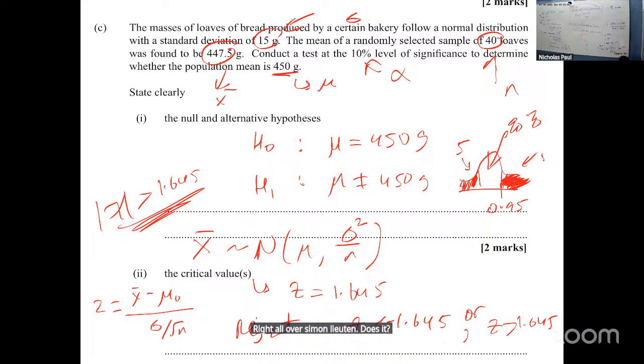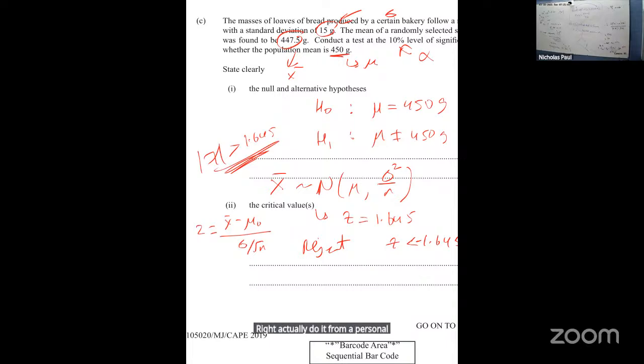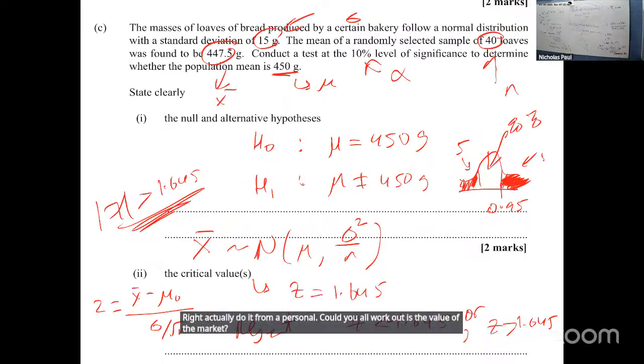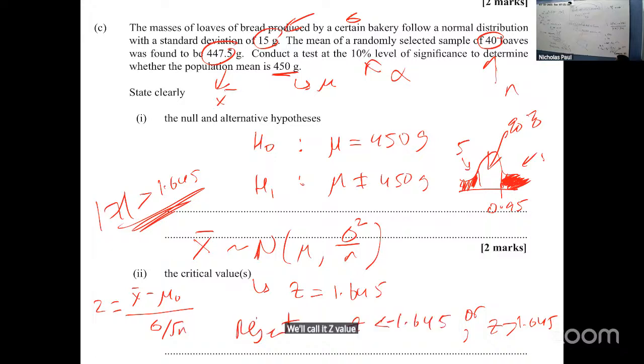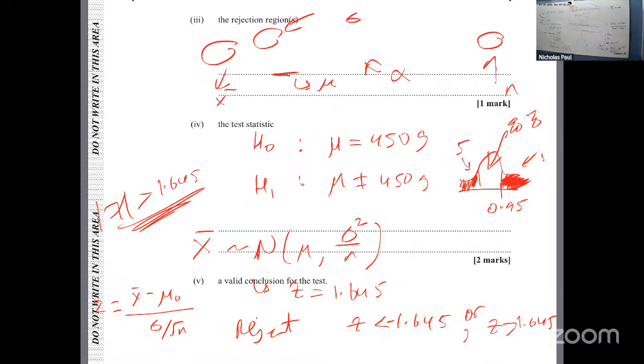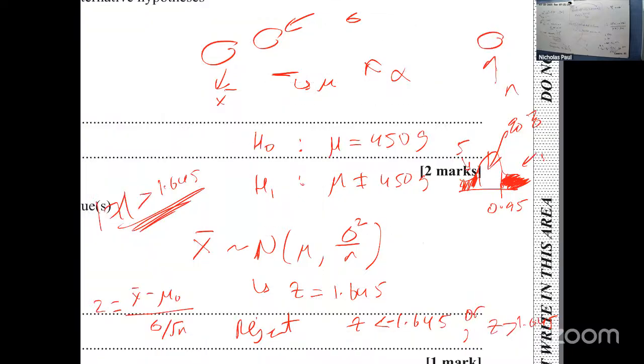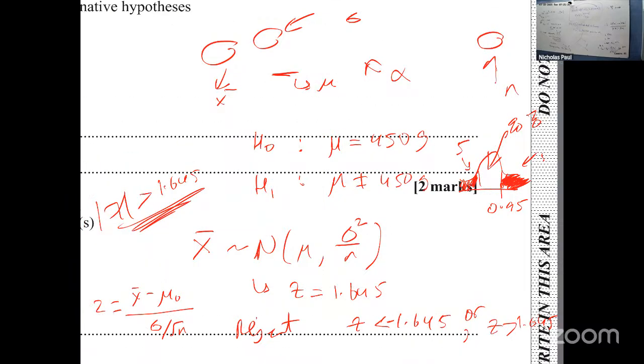The question didn't ask us yet, but could you all work out the Z value for me? Work out the Z value, tell me if you reject, and that's it. So in your message, write down what Z is, and if you reject or if we accept. And we're done.